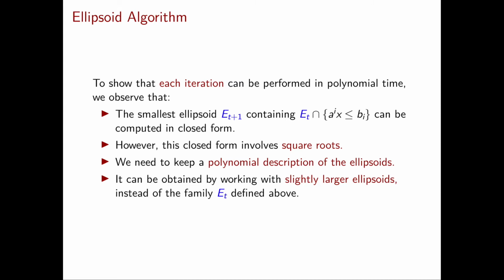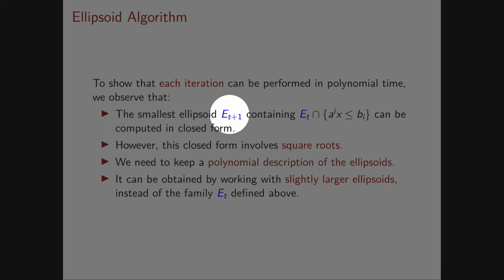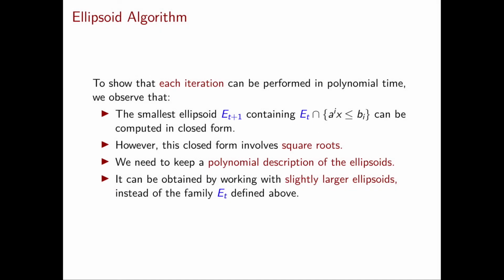The good news is that the ellipsoid E_{t+1} can be computed in closed form. However, it still cannot be obtained in polynomial time because this formula involves square roots. But this can be fixed. Essentially, instead of picking exactly the smallest ellipsoid containing this intersection, we can construct an ellipsoid which is slightly larger, but the slightly larger ellipsoid can be obtained in polynomial time and there are no square roots involved. And these are all the details I want to give you about the ellipsoid algorithm.